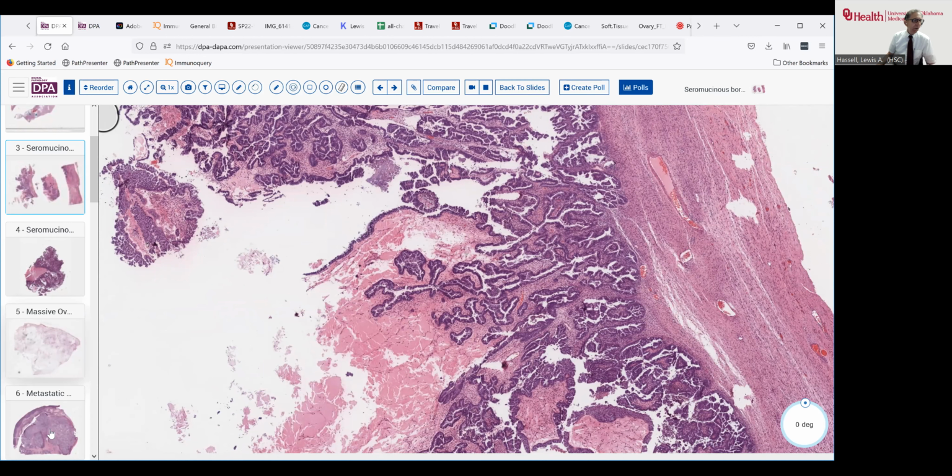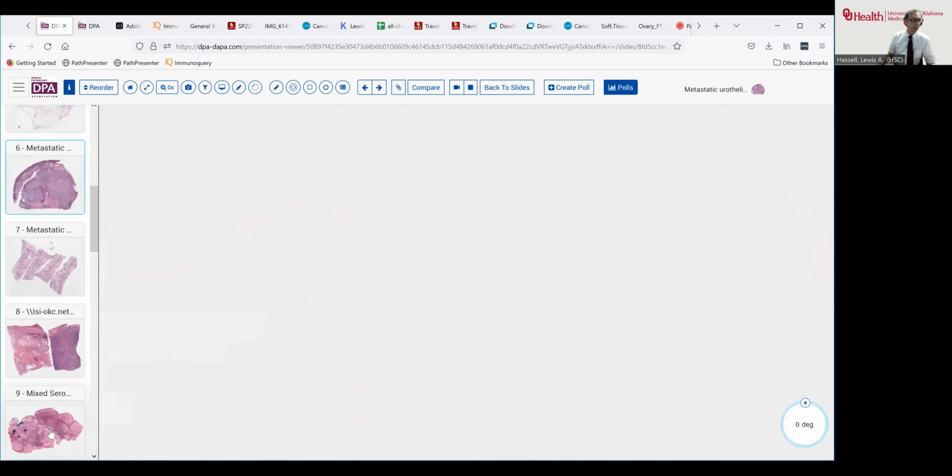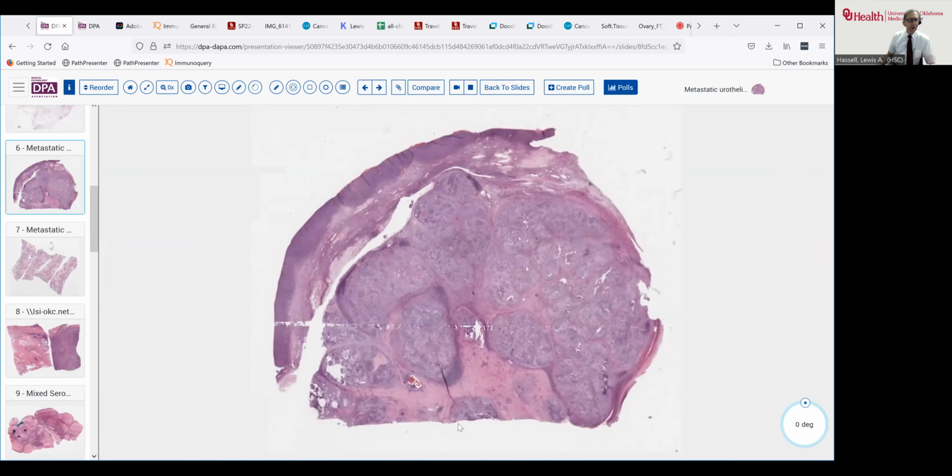Okay, let's go on to this tumor. So here's another ovarian lesion, and we can see there's sort of a distinction here between the outer cortex of the lesion.